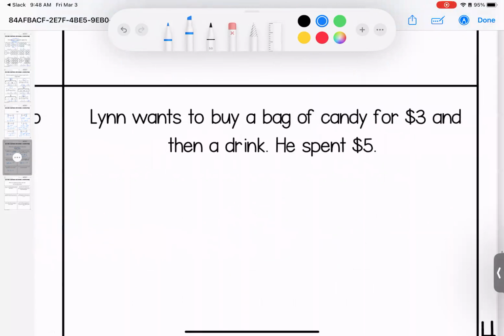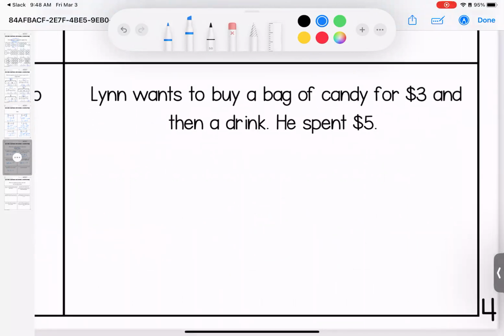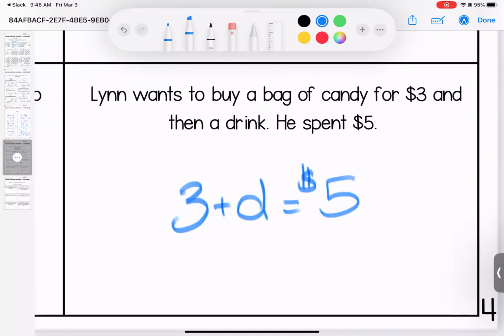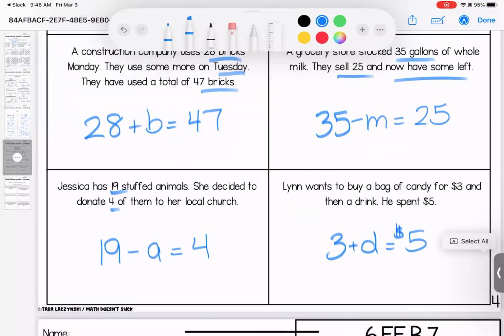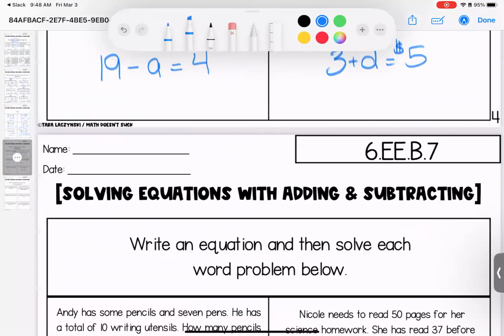Last one, Lynn wants to buy a bag of candy for $3 and then a drink. He spent $5. So he bought his bag of candy. Not sure what his drink cost, but we know in total he spent $5. So 3 plus D equals 5. Any questions on this? Bring them with you to class.